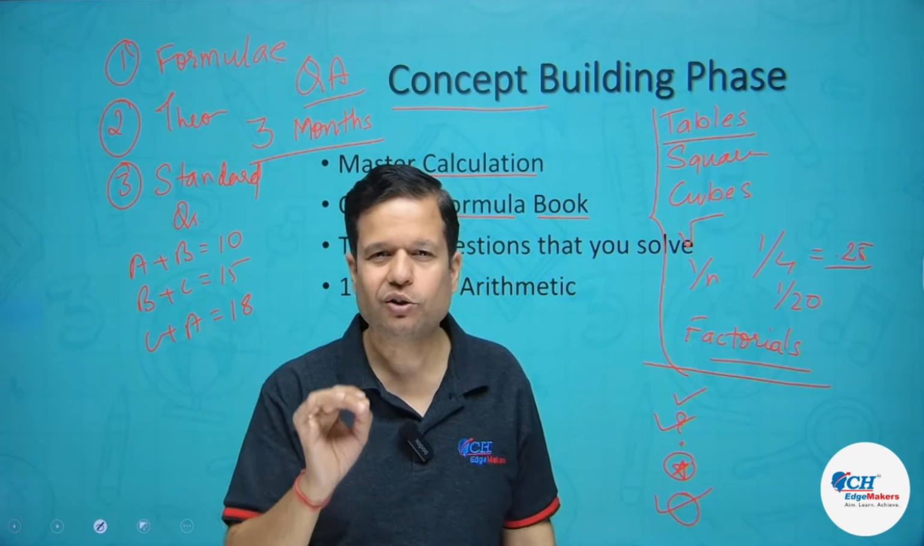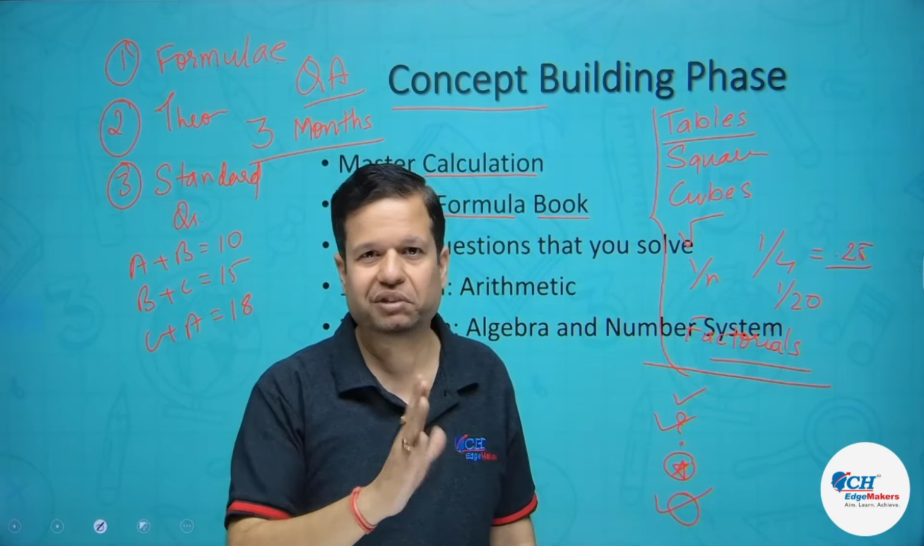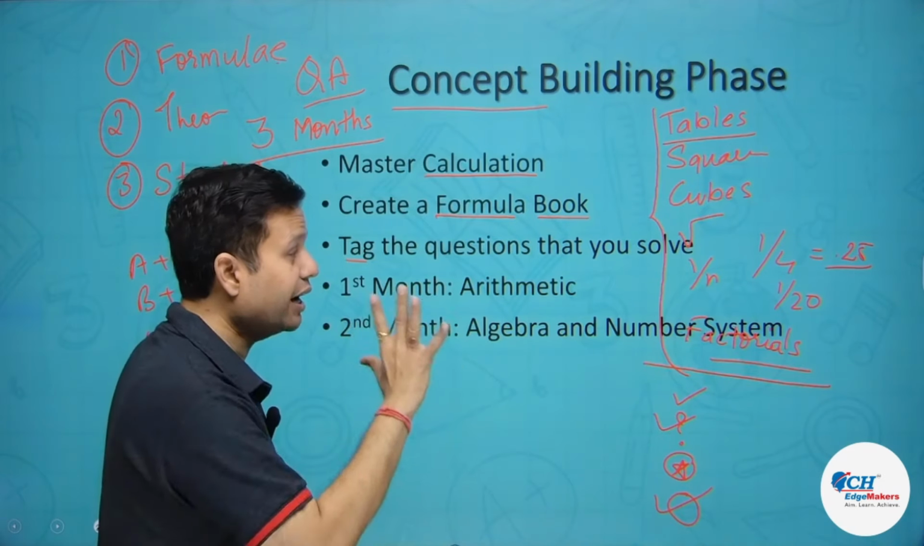So make sure you solve arithmetic first. You develop a very good command over this topic. So arithmetic, almost 40 to 45% weightage, immensely important. That's why we are doing it in the first month. Second month, focus on algebra and number system. If you add them together, almost 30% of questions are from this area. So important, isn't it? So the second month, target algebra and number system.